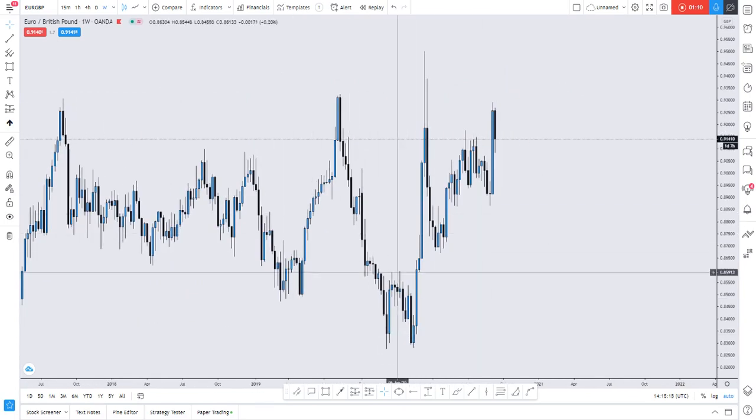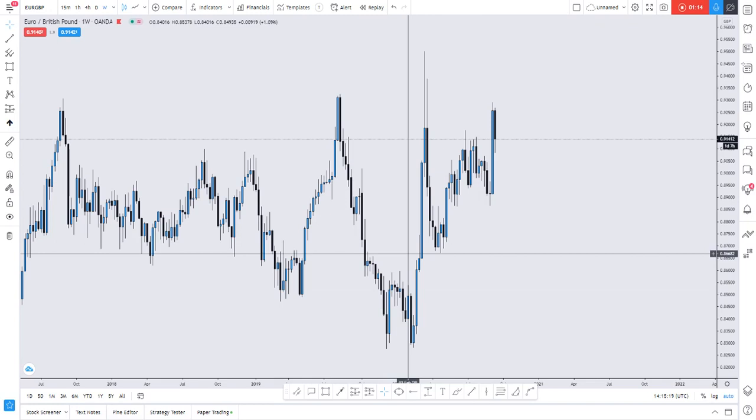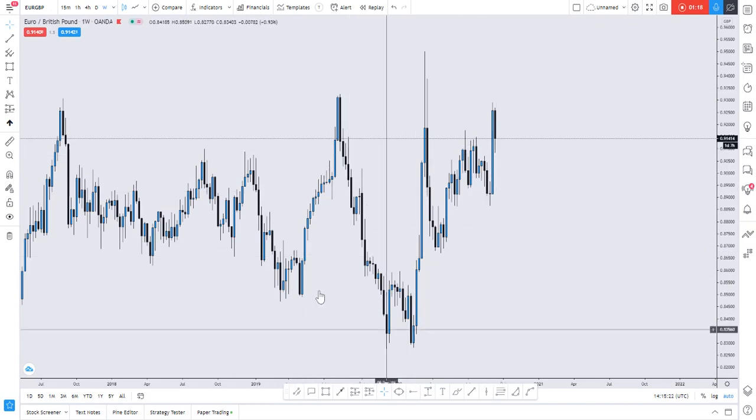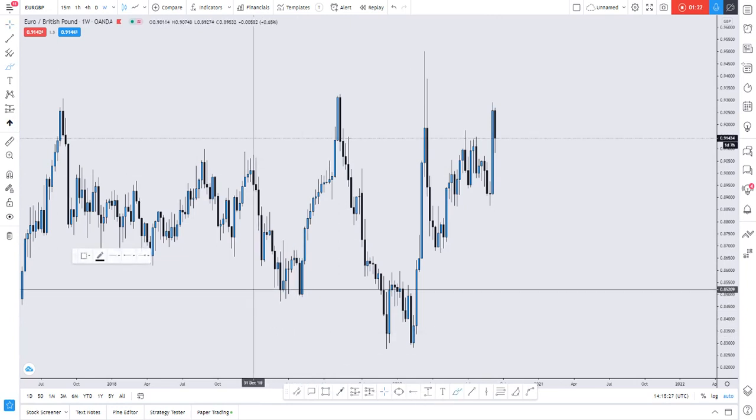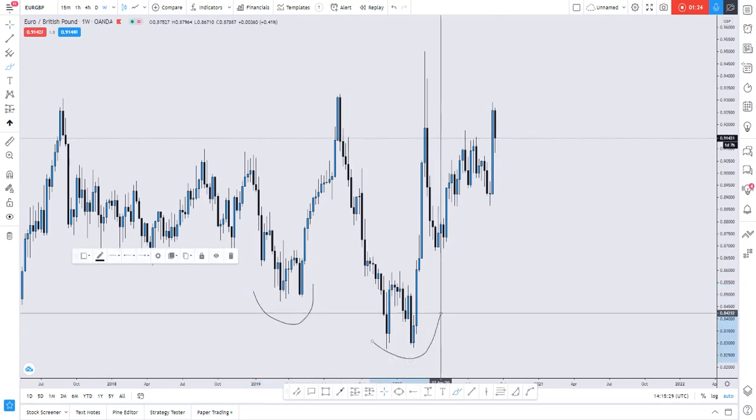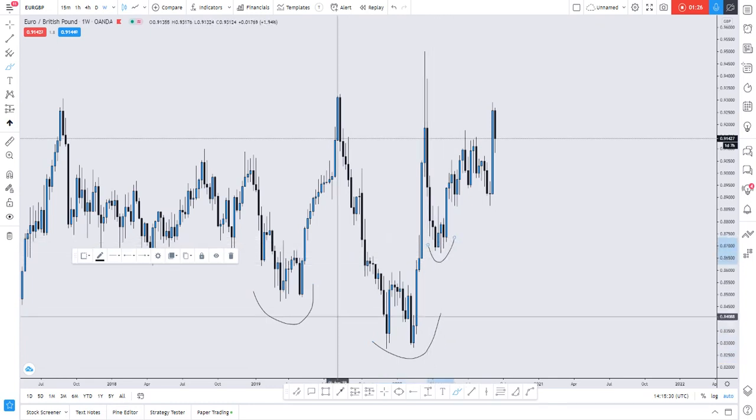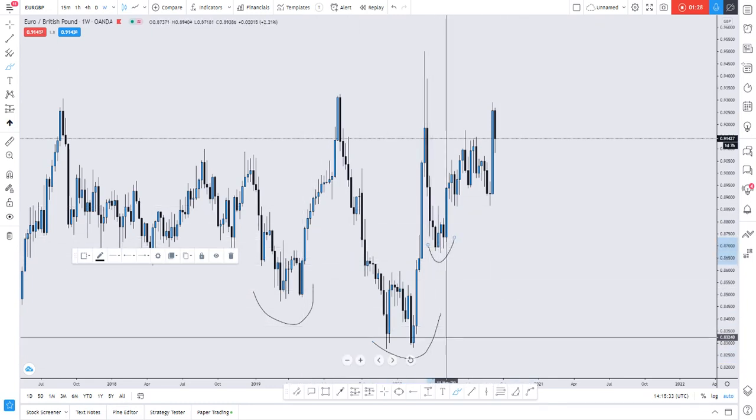Relevance in price. Now, my bias on EUR/GBP is to go long. I know most people will be wondering why, but here it is. At this area right here, we have an inverted head and shoulders pattern. I know most people won't figure that out, but this is the left shoulder, the head, and this is the right shoulder. So it's not picture perfect, but this is a head and shoulders pattern.